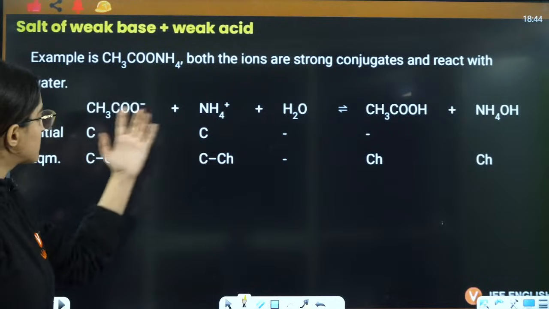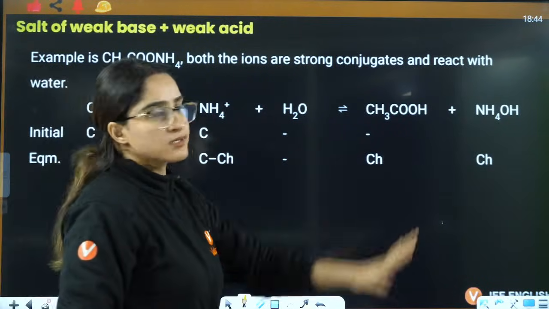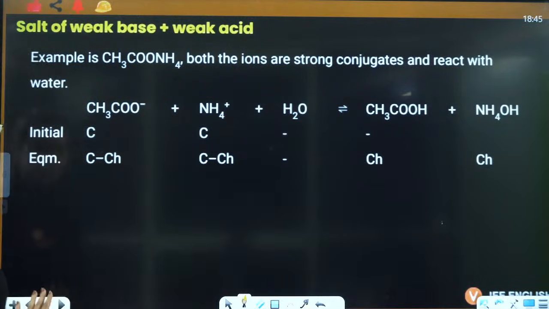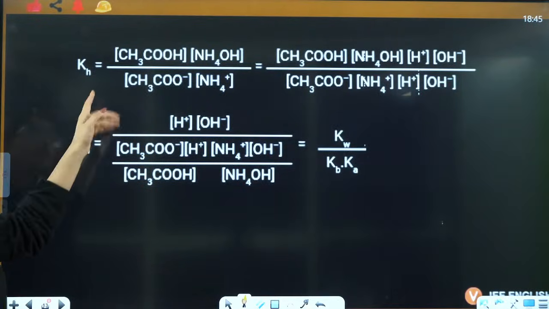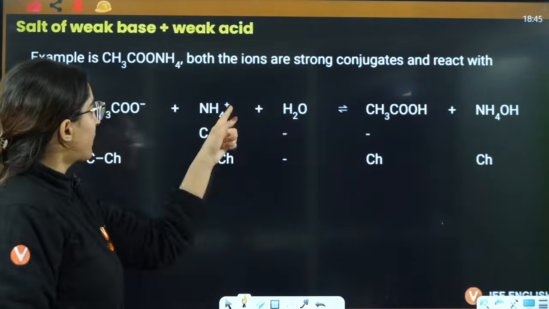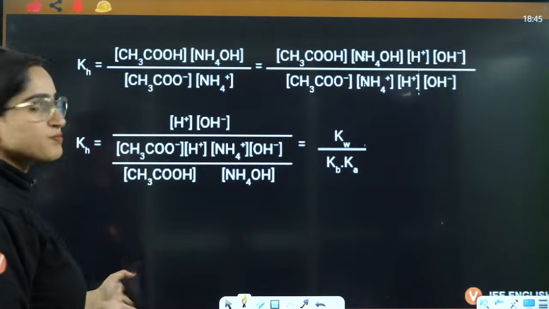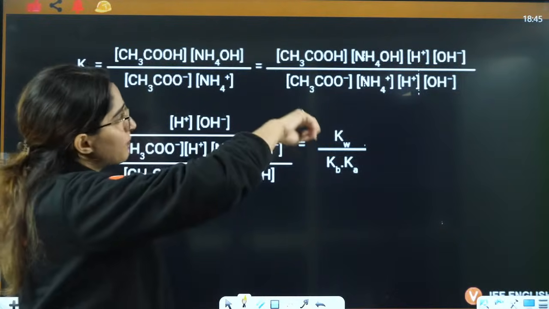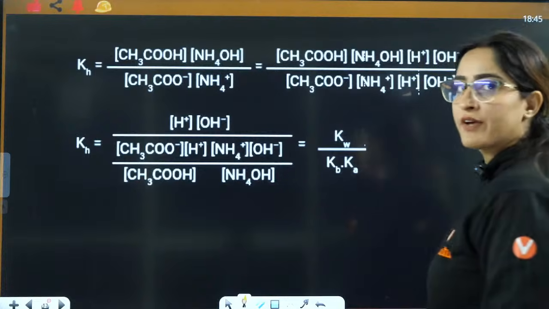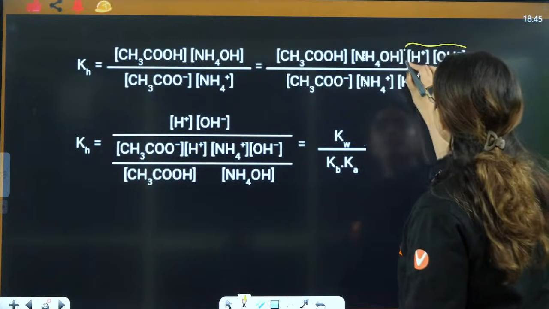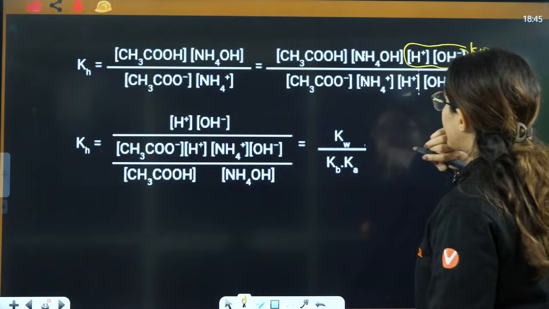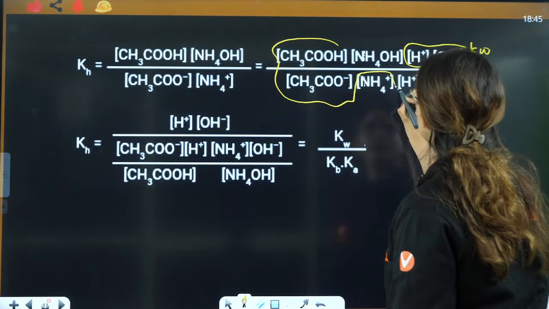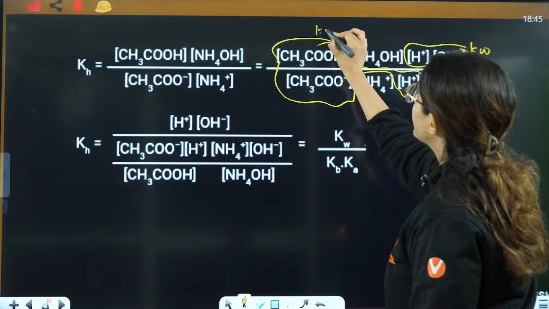This is initially C, C; this is C minus Ch, C minus Ch; this is Ch, Ch. Just like alpha, we have just replaced it by h, that is the degree of hydrolysis. Now, the value of KH is product by reactant. Water will not be considered because it is a pure liquid. Now if you see, I'll multiply and divide it by both H positive and OH negative. Now this value is becoming KW, right? This value, this thing, this is becoming Ka.